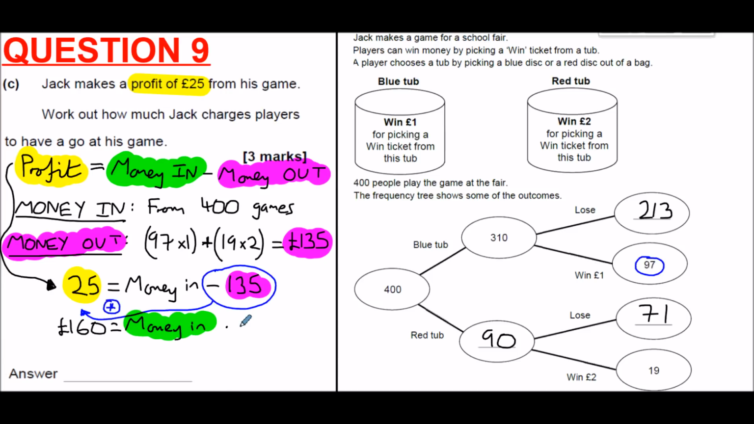So just taking this point down here to where we've got some more space, money in is from 400 games, and so you must charge in total. There's 400 games in total. He's charged people £160 in total. So we want to work out how much he charges just for one game.